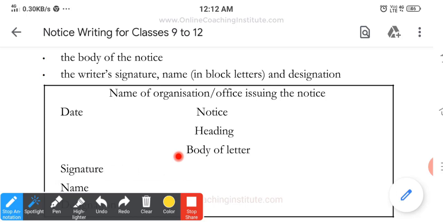And what these 4 questions are: number 1, who is organizing what and for whom? So who and for whom and when and where. So these are the 4 questions which are to be mentioned properly. Only then the notice will be purposeful. Okay, it will be successful, otherwise it will be useless. Who is organizing? That you write, our school is organizing or our society is organizing, like that. And for whom means who are the target people. So you have to mention that also. For example, for the students of class 9th, 10th, 11th or 12th or any other class.